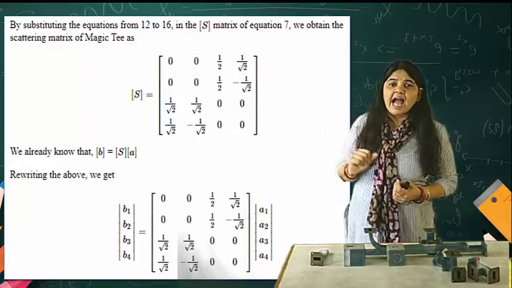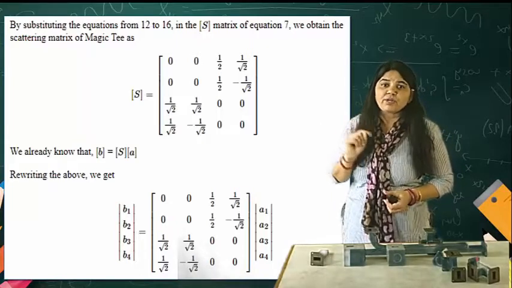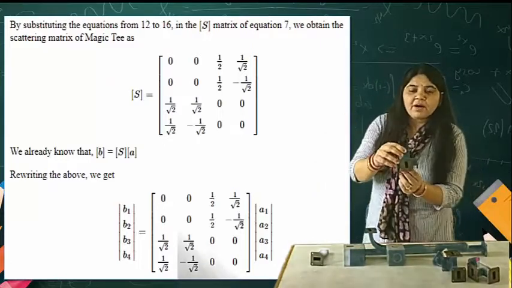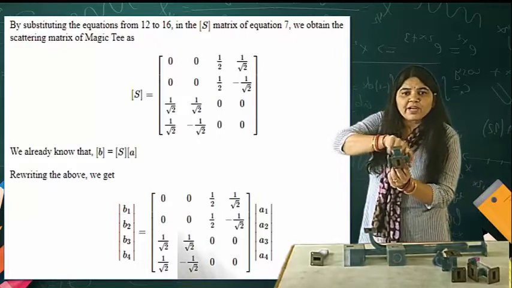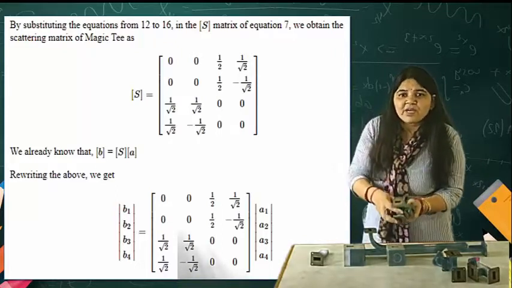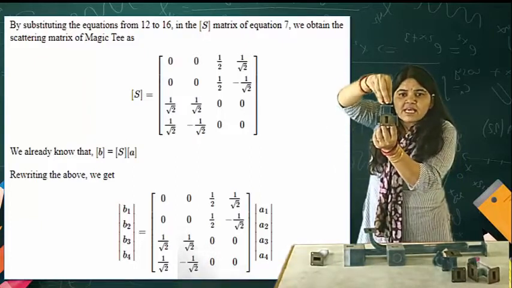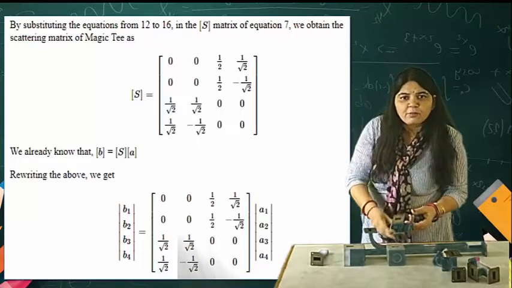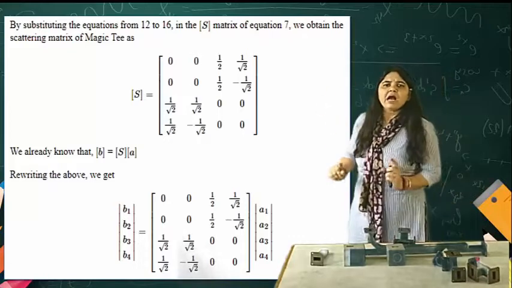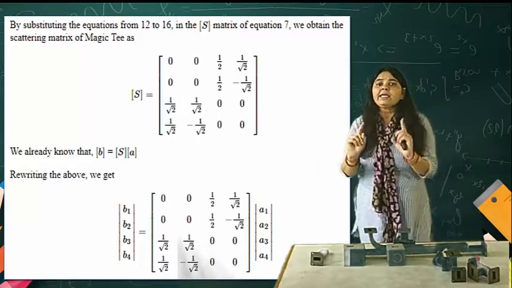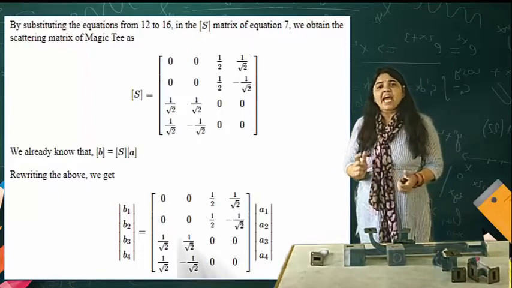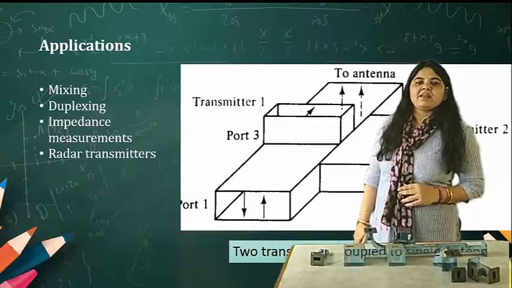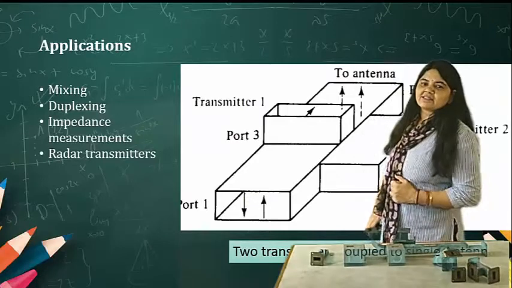Then 1 by root 2, which is this element S13. If you are applying the input at port number 3, the output at port number 1 is half, because it is dividing the power. The power is applied at this point, and at this point the power is divided. So I get half of the power. If I have an idea about the S matrix of any component, I can tell about the behavior of that component.